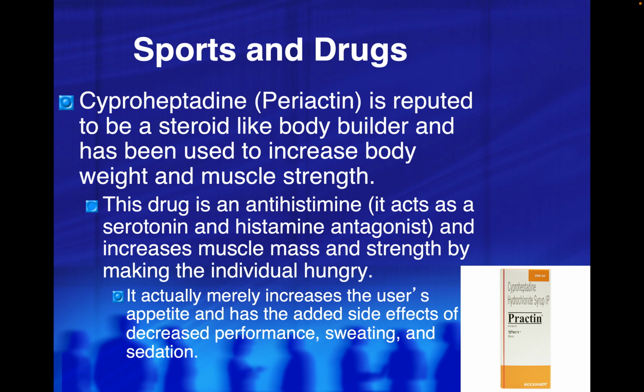Cyproheptadine, Periactin, is reputed to be a steroid-like bodybuilder and has been used to increase body weight and muscle strength. This drug is an antihistamine. It acts as a serotonin and histamine antagonist and increases muscle mass and strength by making the individual hungry. It actually merely increases the user's appetite and has the added side effect of decreased performance, sweating, and sedation.